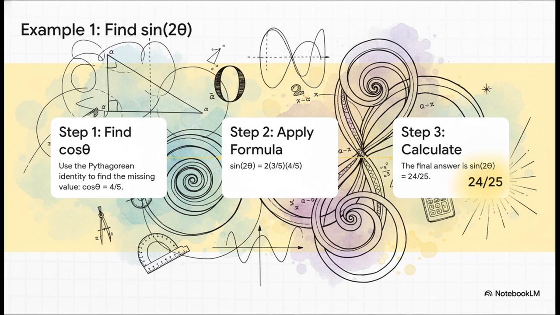We can use the good old Pythagorean identity to solve for cosine. Once we have both values, step 2 is a piece of cake. We just plug them straight into the formula. A quick multiplication in step 3, and boom, we get our final answer, 24/25.